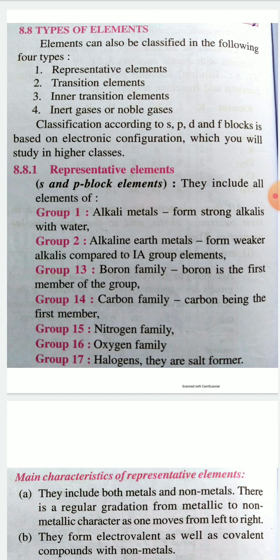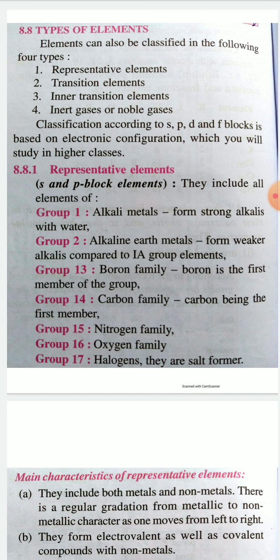Elements can also be classified into the following four types: representative elements, transition elements, inner transition elements, and inert gases. Classification according to s, p, d, and f block is based on their electronic configuration, which you will study in higher study. You don't know what the s, p, d, and f blocks are; you will learn about these blocks in class 11. So the first class of elements are representative elements.